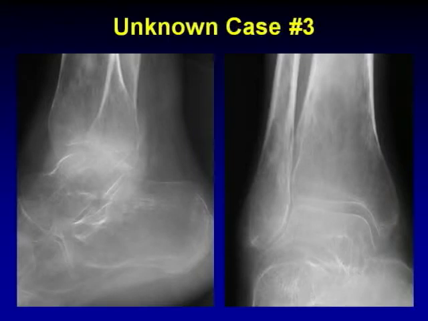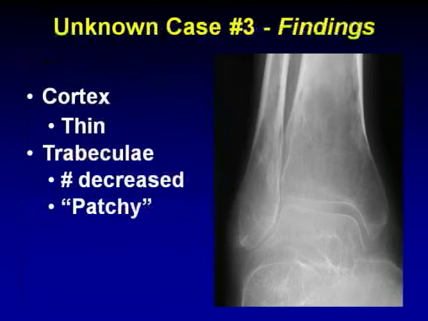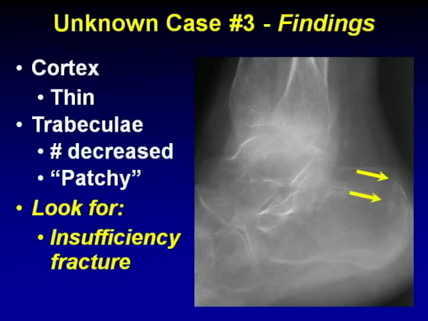What about this case? Another unknown case that we should be familiar with having a differential diagnosis for, a case in which there is localized osteoporosis. Here the findings are thinning of the cortex. The trabeculae are decreased in number. There's this patchy demineralization. Whenever we see osseous demineralization, we need to look for complications.